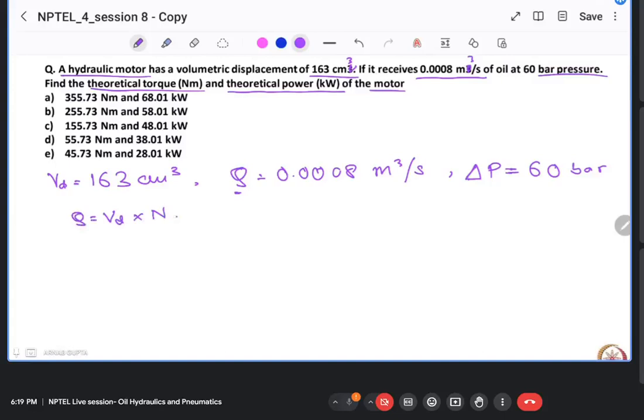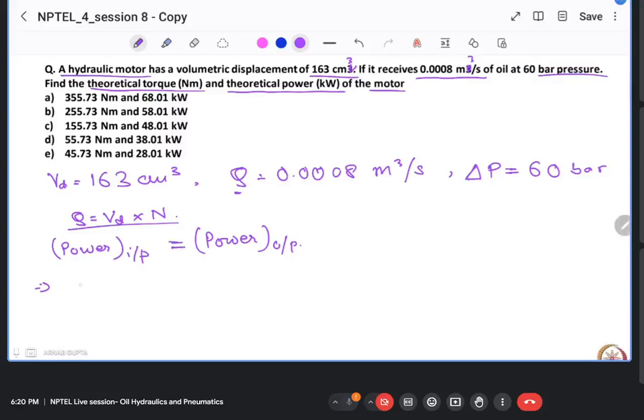Okay, so N hasn't been given in the question, and you don't require that also because you're asked the theoretical torque. So what you will do, you will equate the input and the output power. So power input to the motor is equal to the power output from the motor. So what is your input power? That is the hydraulic energy carried by the hydraulic liquid. Here you're not given any efficiency value, so you can directly equate these two terms.